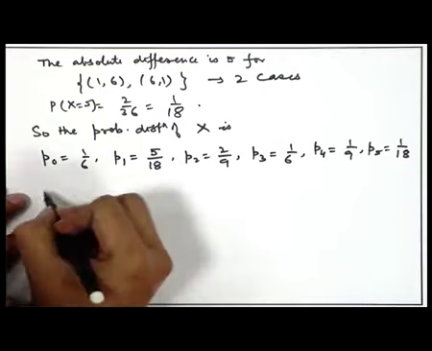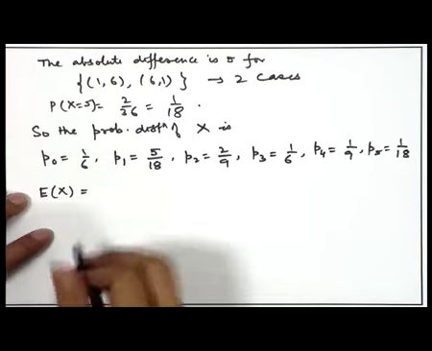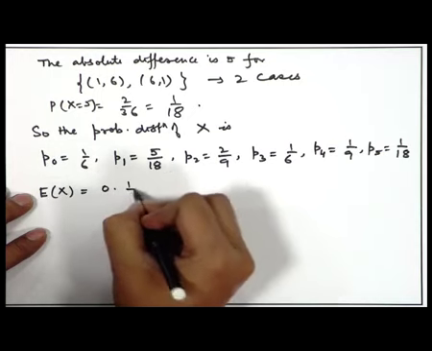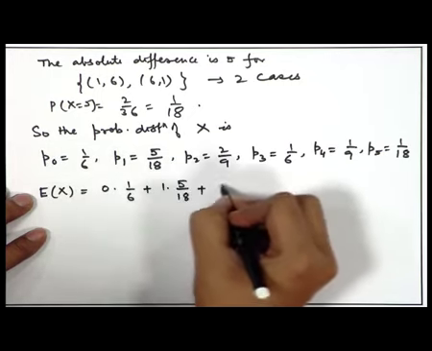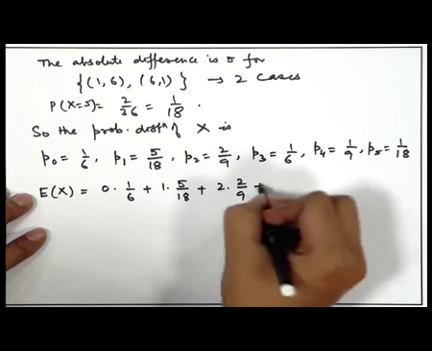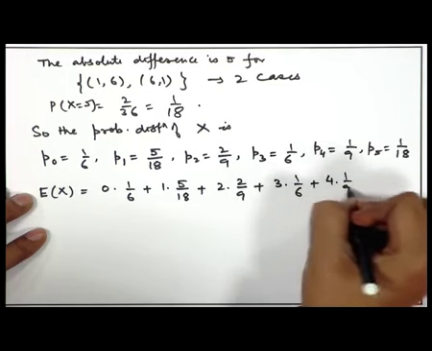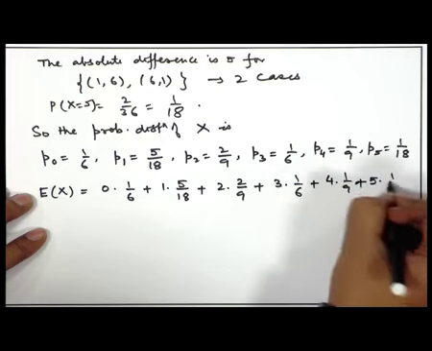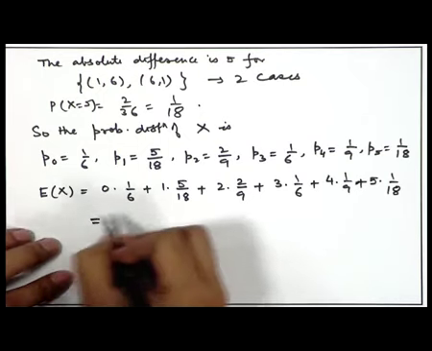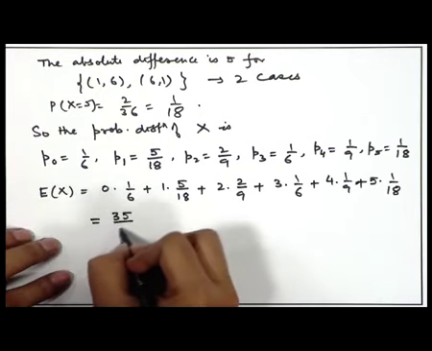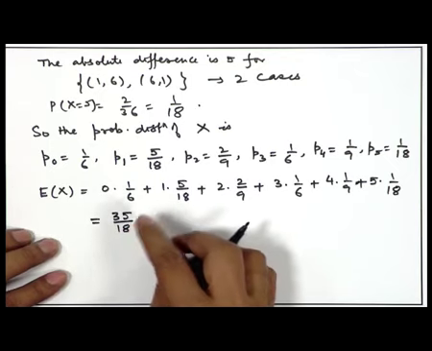Suppose I want to calculate the expectation here. So that is 0 into 1 by 6 plus 1 into 5 by 18 plus 2 into 2 by 9 plus 3 into 1 by 6 plus 4 into 1 by 9 plus 5 into 1 by 18. One can simplify this, it is 35 by 18. You can see that actually it is slightly less than 2.